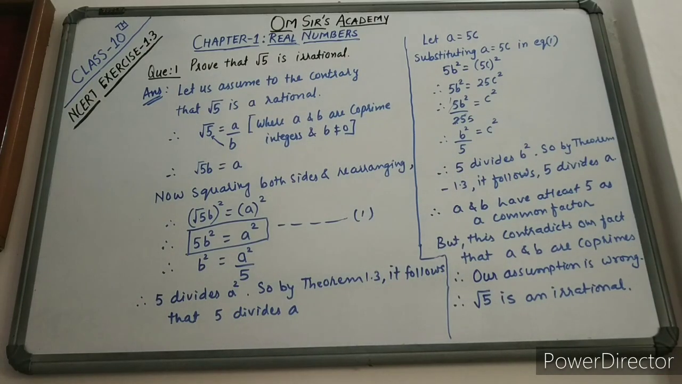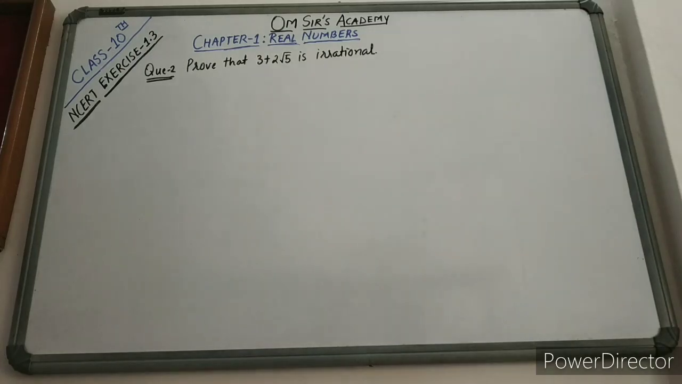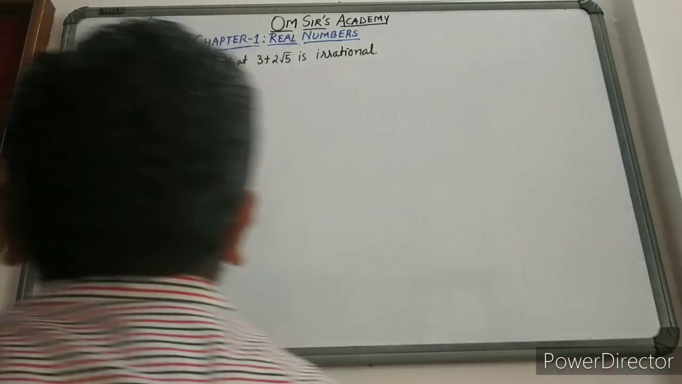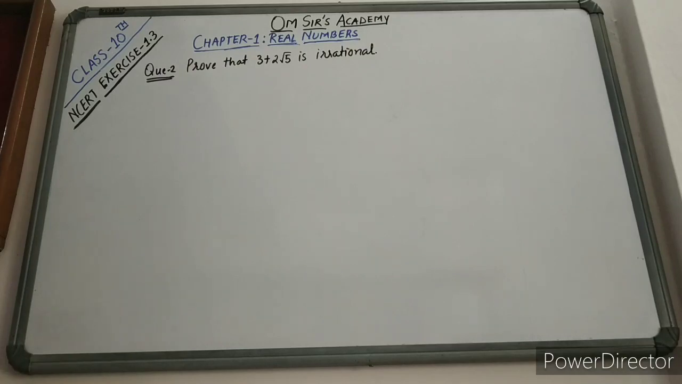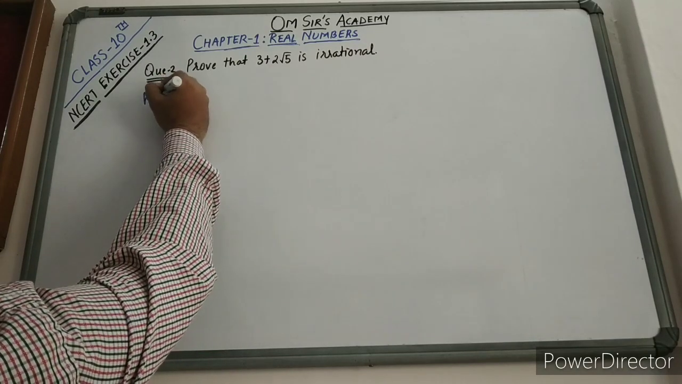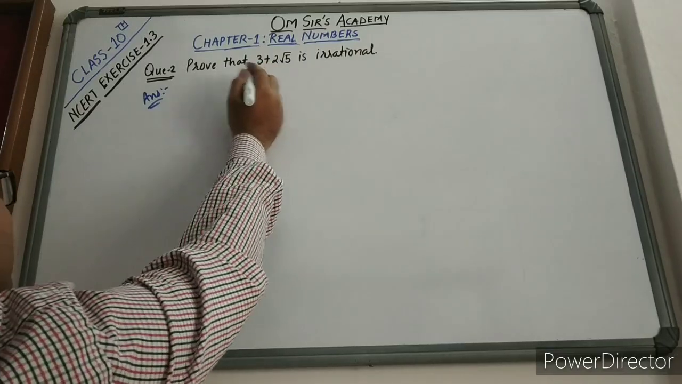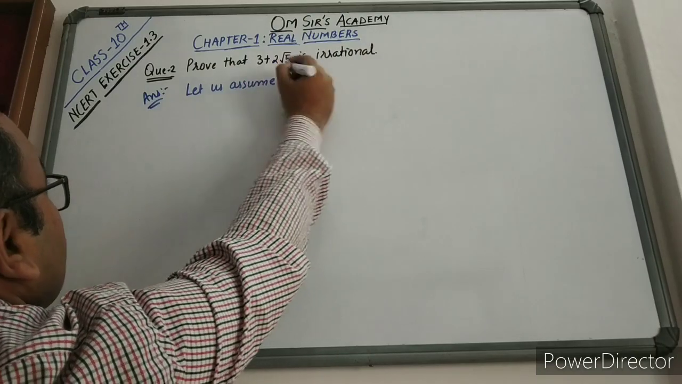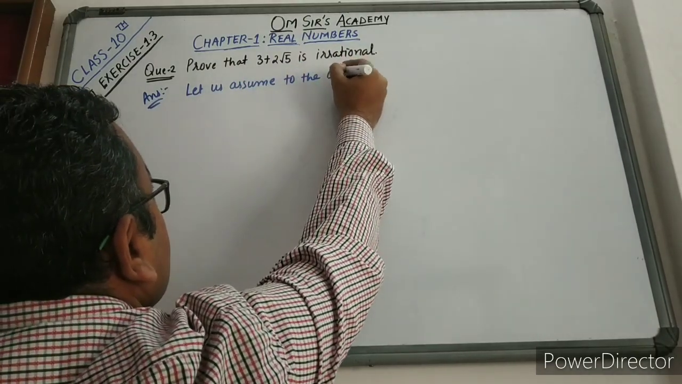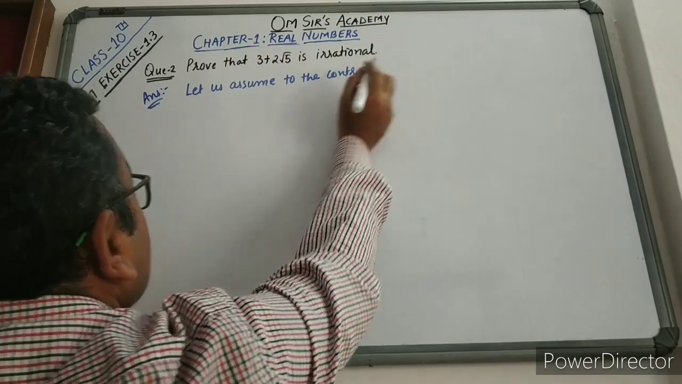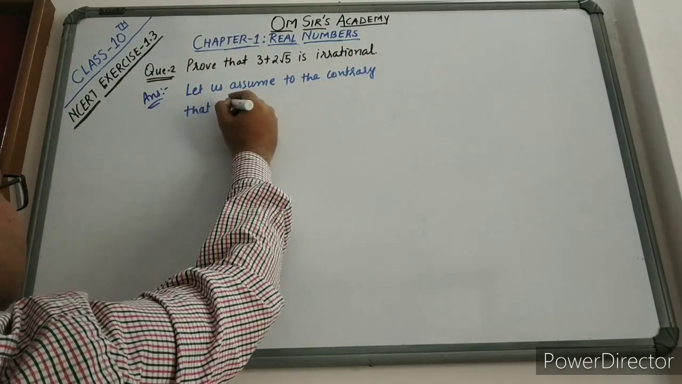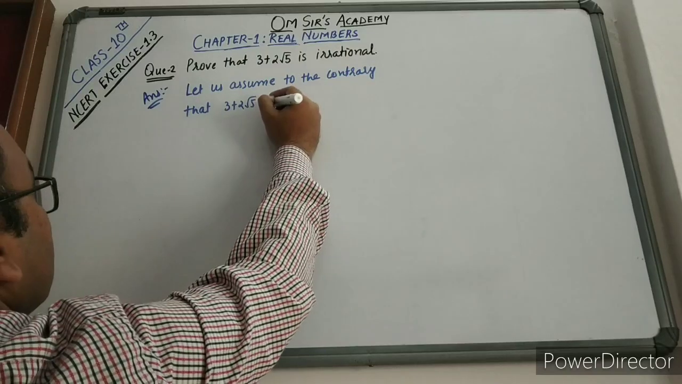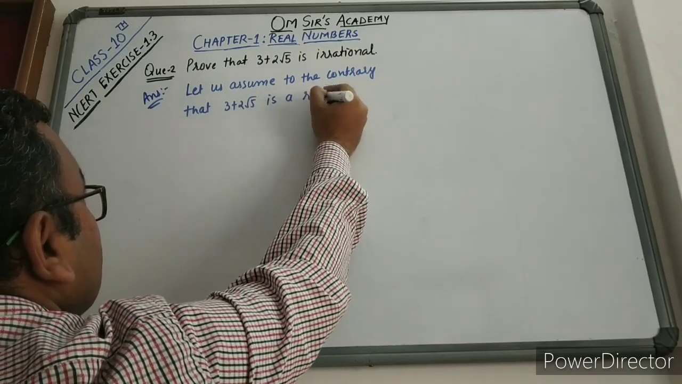Now we move to the next question. So students, next question is question 2. Prove that 3 plus 2 root 5 is an irrational number. Is it clear? So this type of sums we have also proved in the illustration. So the solution is, what is the first step, let us assume to the contrary that 3 plus 2 root 5 is a rational number.